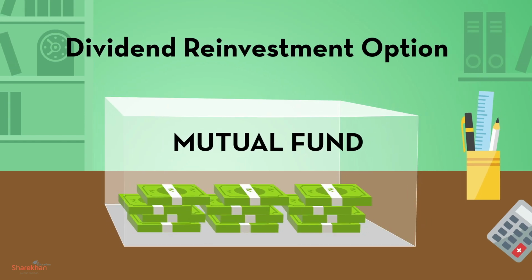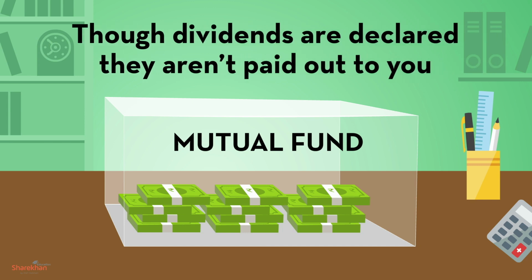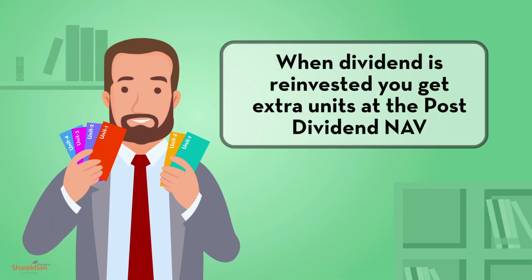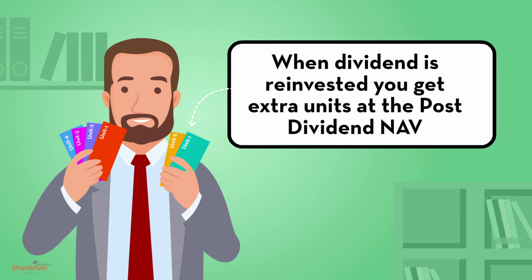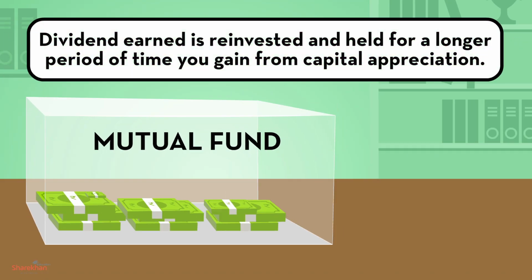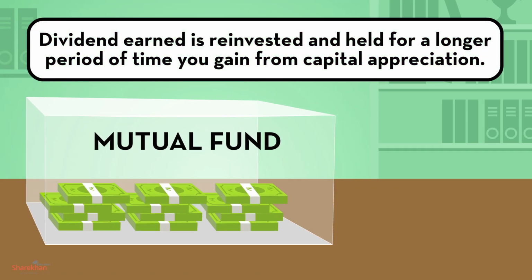One of the facilities you can opt for is called dividend reinvestment. With this facility, though dividends are declared, they aren't paid out to you in cash. They are instead reinvested in the same scheme. And when these dividends are reinvested into your fund, you are given extra units at the post-dividend NAV. I'm sure you can see how there are two major benefits in choosing this type of facility. The first one seems obvious, doesn't it? The number of units you hold increases. The other benefit is that because the dividend earned is reinvested and held for a longer period of time, you gain from capital appreciation. Still not sure how it all works?